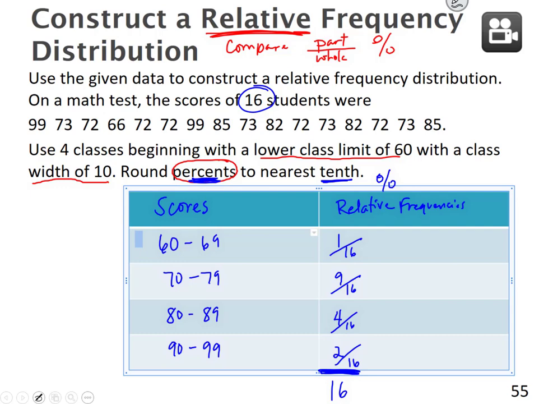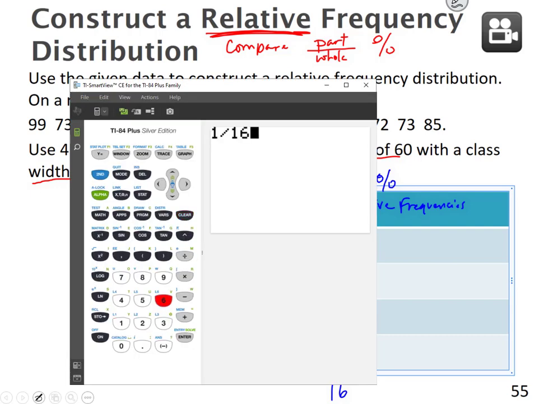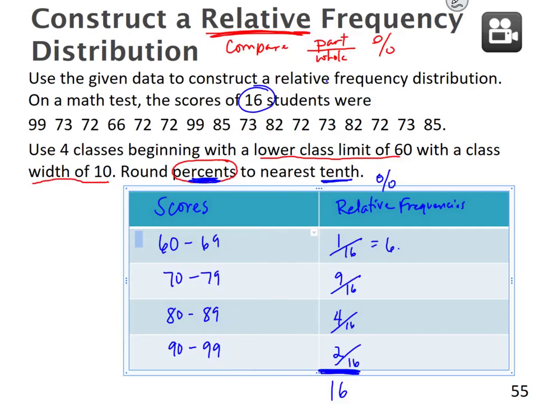So if you've got your calculator and you do 1 divided by 16, I just pulled out my graphing calculator, and so 1 divided by 16 is 0.0625. Remember, you can just move the decimal 2 places, or if you prefer, you can type in times 100. That'll move the decimal 2 places for you. So we have 6.25%, if you want to write that. But again, remember, we're rounding to the nearest tenth, so the 5 makes the 2 become a 3: 6.3%. Remember, a percent is not a percent unless it has the percent sign.